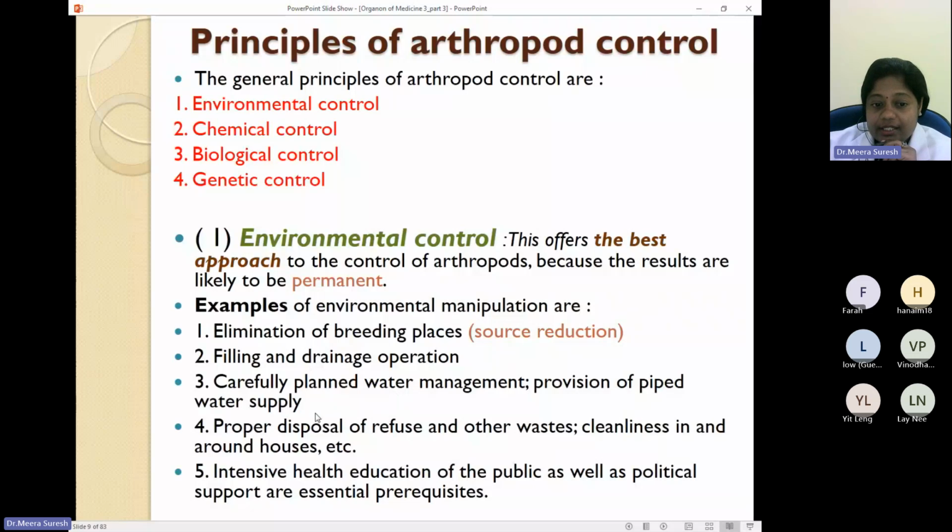Then careful plant water management, provision of piped water supply, and proper disposal of refuse, especially because houseflies breed in garbage, refuse, and other waste. So dispose of that properly, and maintain cleanliness in and around houses.